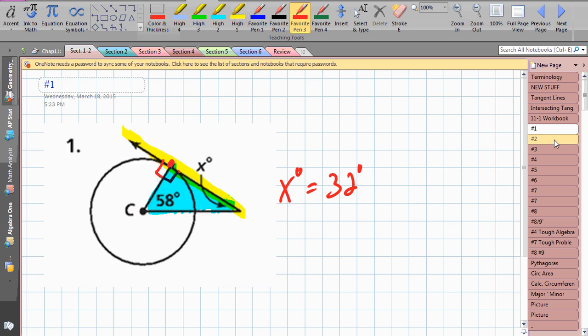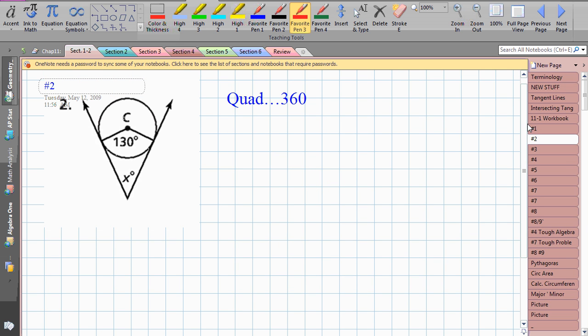All right, let's try another problem. Number 2 here, I see a circle and two intersecting tangent lines. So my brain sees these two segments are going to be equal, and I also see a radius and another radius. Therefore, we are producing what? 90-degree angles. So now my brain sees a quadrilateral, and what do we know about quadrilaterals?